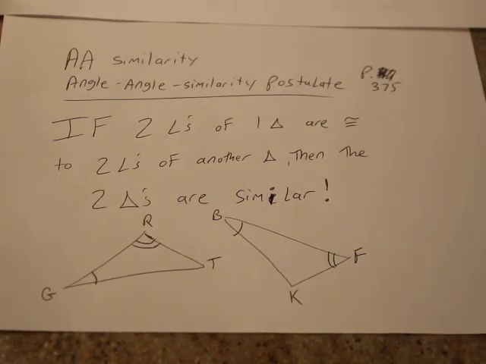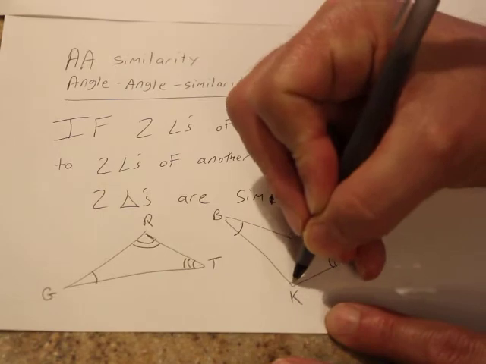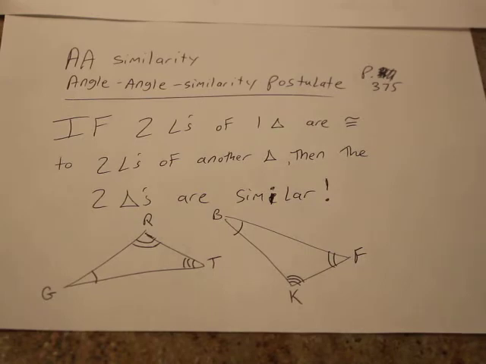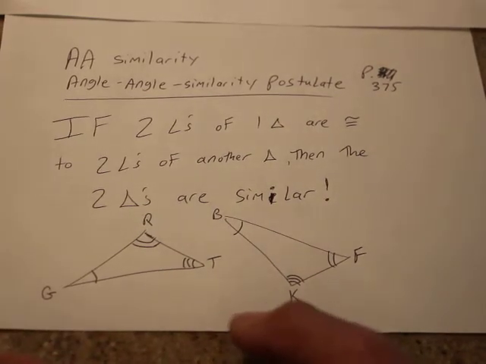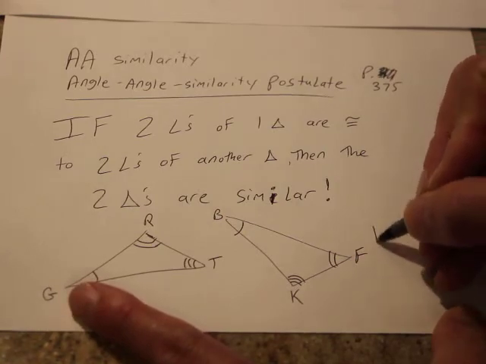In fact, we know that if two angles of one triangle are congruent to two angles of another triangle, by the third angles theorem, the third angle also has to be congruent. So actually we can match up all of the corresponding angles. And that's going to make our similarity statement super simple. So what is the similarity statement for this set of triangles?